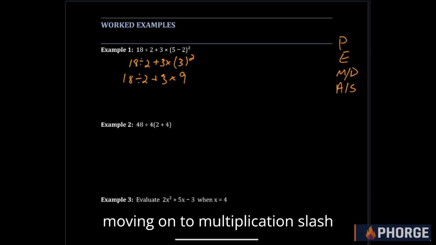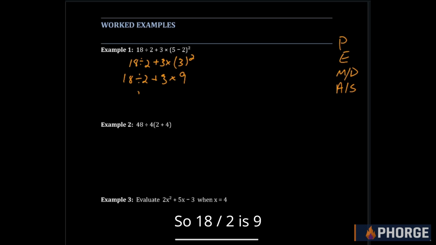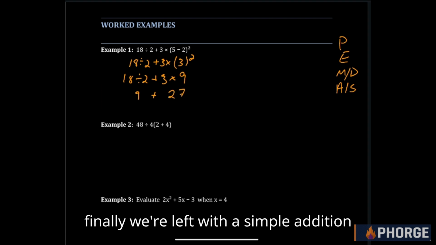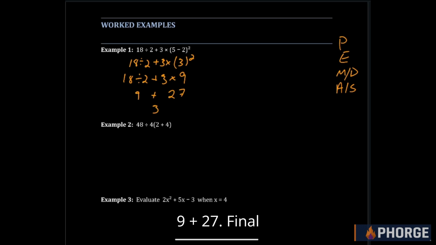Now, moving on to multiplication and division, moving from left to right. So 18 divided by 2 is 9, plus 3 times 9 is 27. And now finally we're left with a simple addition, 9 plus 27. Final answer is 36.